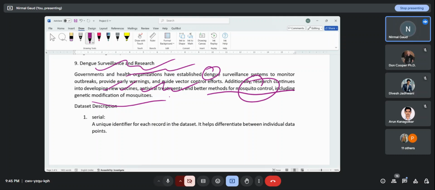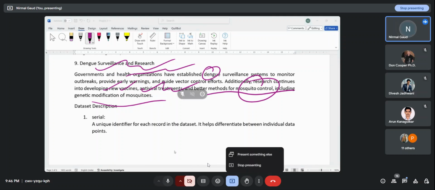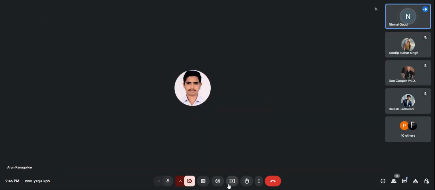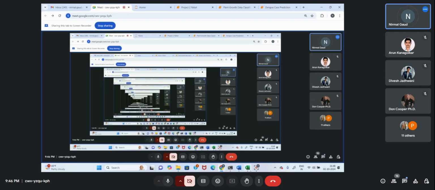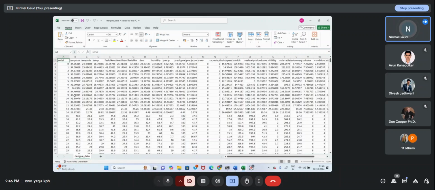So, in this project, we are going to perform dengue case prediction with the data. Okay, and what is available in our data? Here is the data description with me, and let me show you the Excel sheet also, what is available with us in terms of data. So I am sharing the entire screen now, and please check the data sheet. So this is my data. You can see there are many features available in the data.